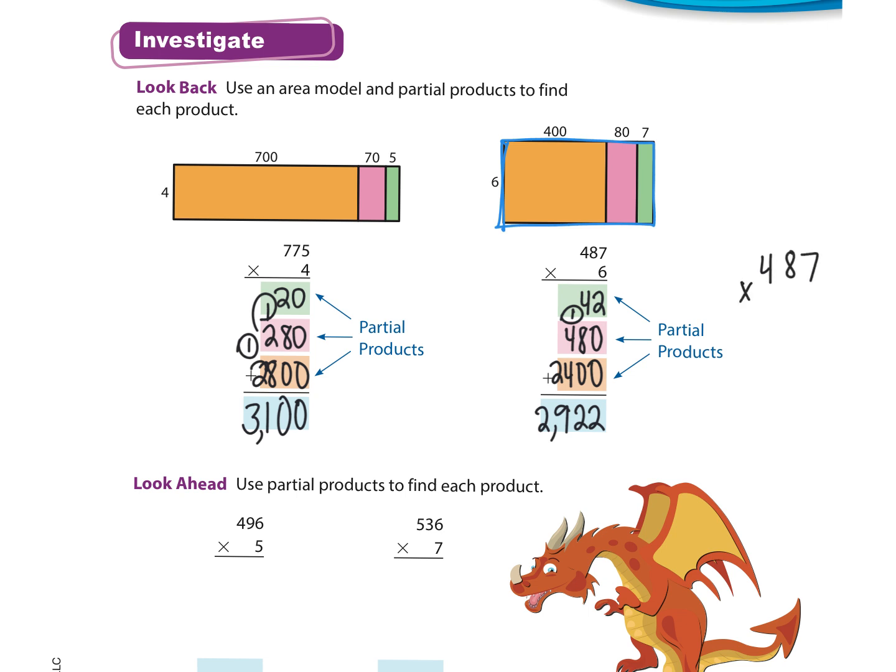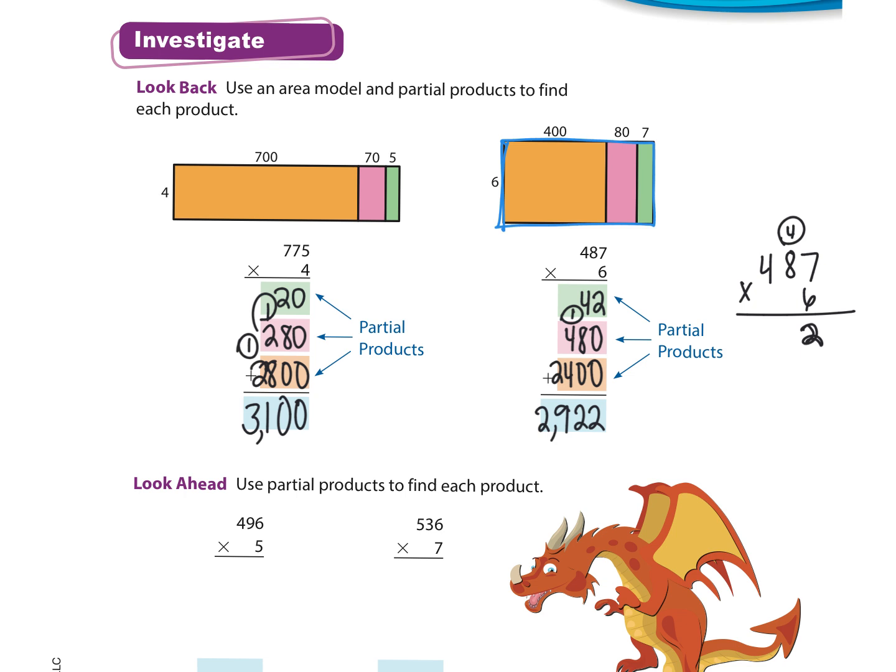487 times 6. We're just going to write this off to the side, and we're going to solve this the way we know to just normally solve it. Because this is what we're going to practice over and over and over as a standard algorithm. So I know that 6 times 7 is 42, and I would carry my 4. Then 6 times 8 is 48, but I got to add the 4 that I carried.